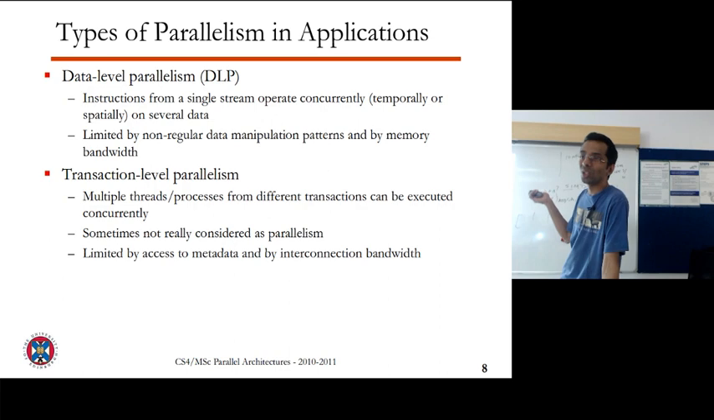But again, it's not exactly the same, because in most cases you will probably use thread level parallelism. So it's not exactly one to one here.